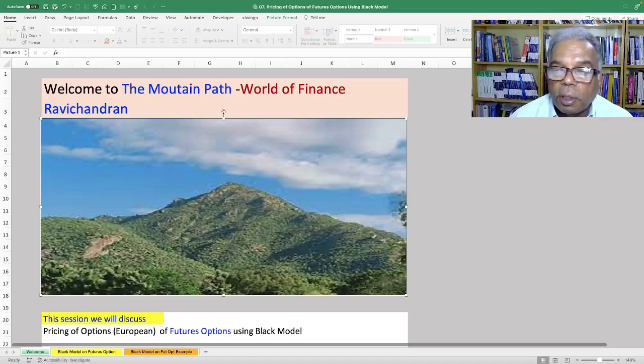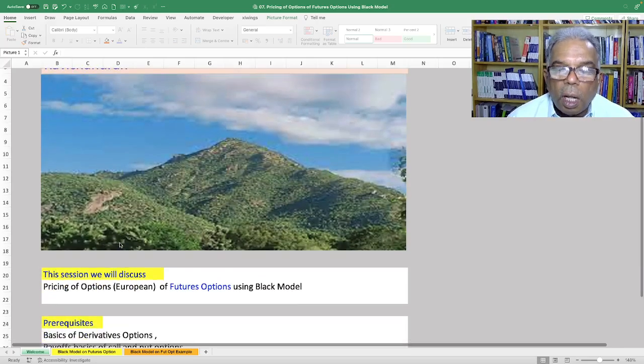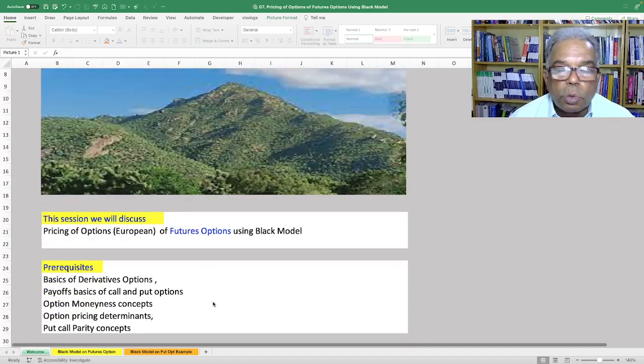This is Ravichandran. This session we will discuss how to price futures options using a Black model. Prerequisites for this session, as usual: basics of derivative options, the payoff, put-call parity, as well as option moneyness and option pricing determinants.